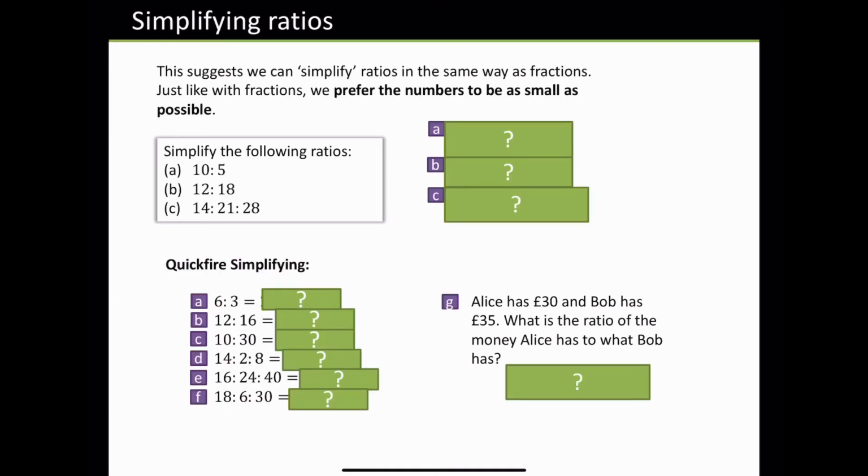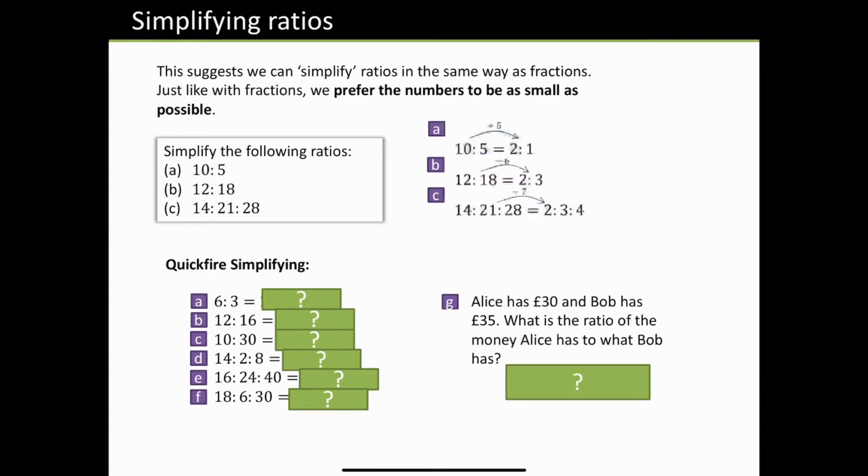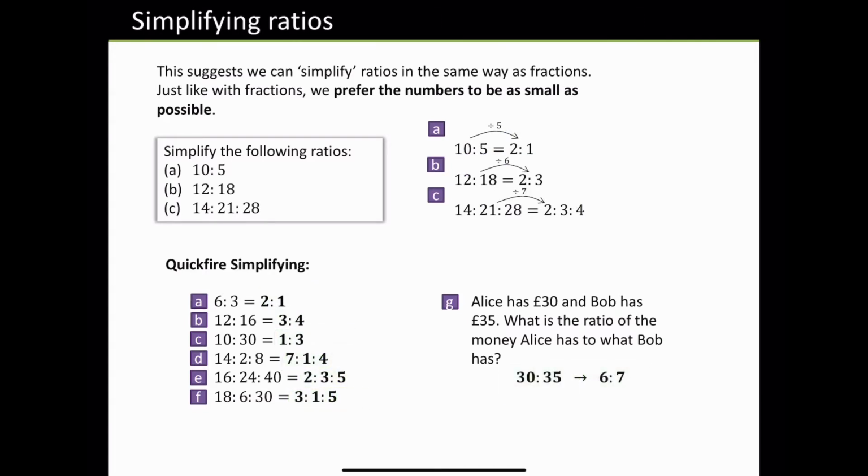So 10 and 5, how could I simplify that? I could divide everything by 5, so therefore I would get 2 and 1. 12 and 18, I can divide everything by 6. 14, 21, 28, I could divide everything by 7. Exactly the same way for the other ones.